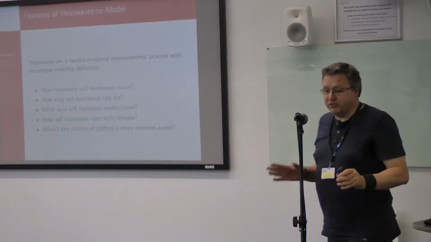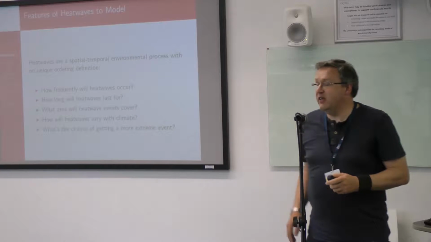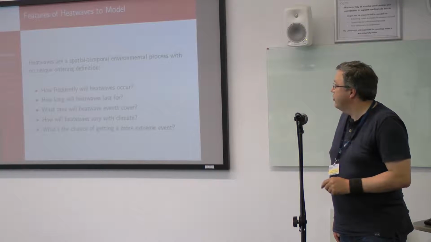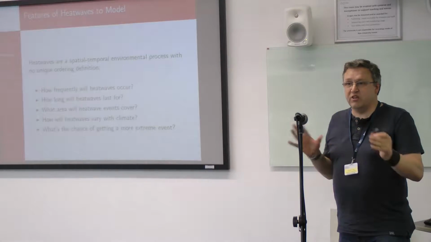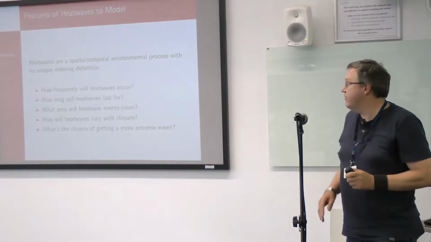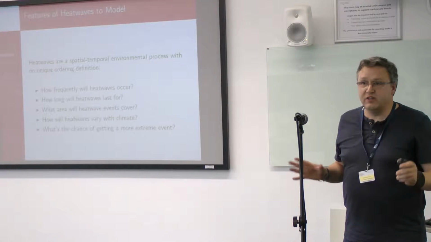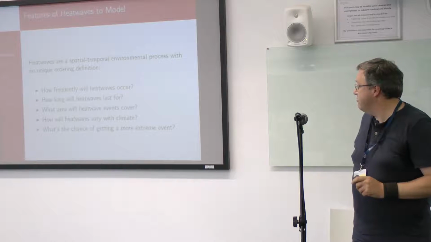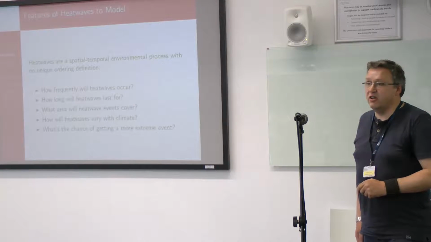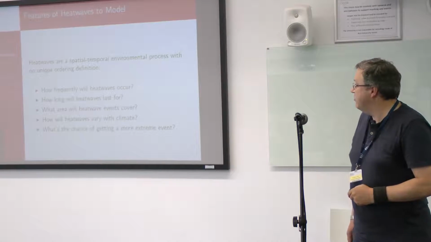So hopefully what you've seen so far is that if we think about heat waves, there's no natural sort of ordering that you can say this one's an extreme and this one's not, or this one's more extreme than another. There's lots of different ways you can order these because of the spatial temporal characteristics. But natural questions are sort of how often will we get a heat wave?